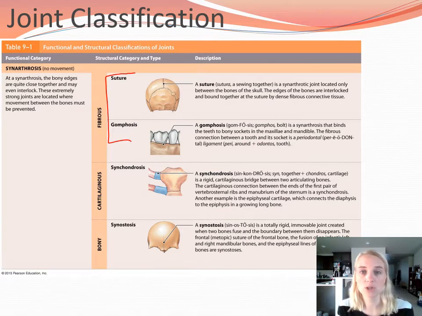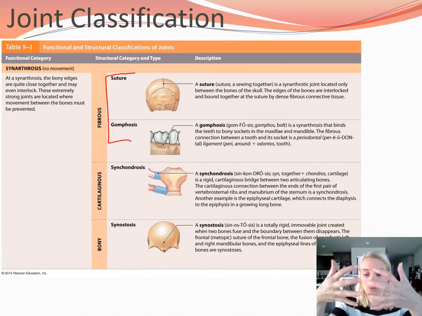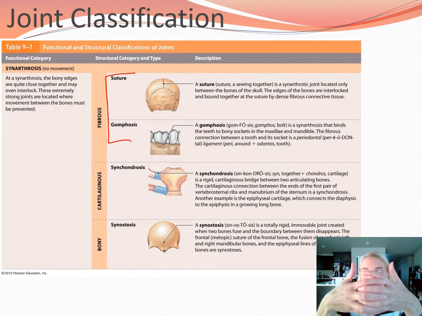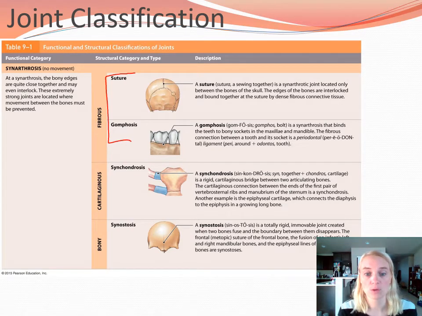There's no cartilage, there's no other structures involved. It's just bones kind of have grown together. But then there's going to be a connective tissue in between where those bones have grown together. So a suture is a type of fibrous synarthroses.